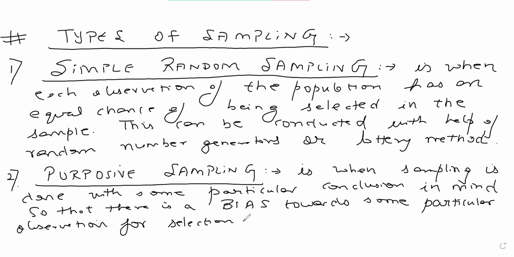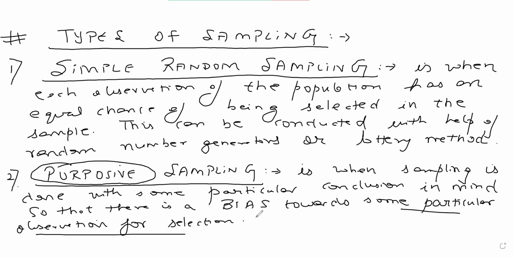If I want to see how inflation impacts the middle class families, how it affects their cost of living, then in my sample, I will purposively, or deliberately, choose only the middle class families, families with incomes in the middle class. Okay, so this is purposive sampling, where you are biased towards some particular observations for selection.